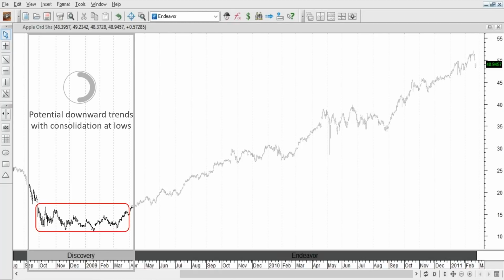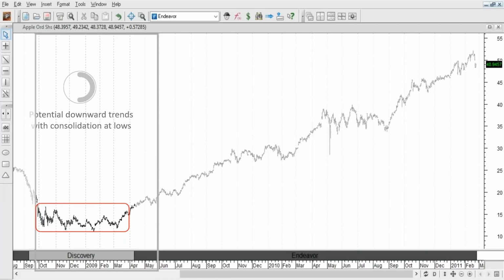Potential downward trends with consolidation at lows. You've no doubt heard the phrase buy low, sell high. Well, now you'll be able to tell if a stock is so low that you should just stay away from it altogether. But just because a stock is currently in discovery doesn't mean that all hope is lost.